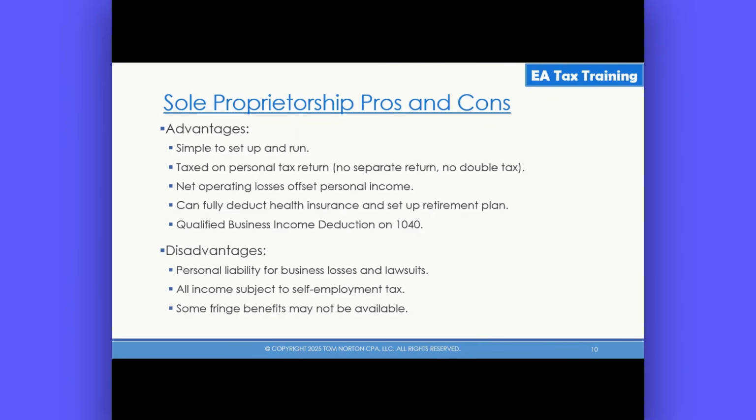And you can take that qualified business income deduction on your Form 1040. You'll remember that from part one, where you can deduct 20% of the profits from your business as a qualified business income deduction. The disadvantages, as we said, personal liability for business losses and lawsuits. You are it. There is no entity to sue or to lose money. If you are losing money or if you are being sued, then it is coming out of your personal assets. All of your income is subject to self-employment tax, as we said, and there are some fringe benefits that you may not be able to get as a sole proprietor.